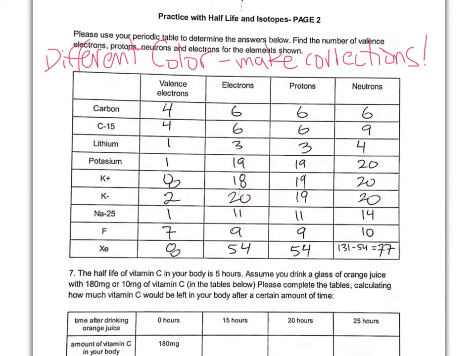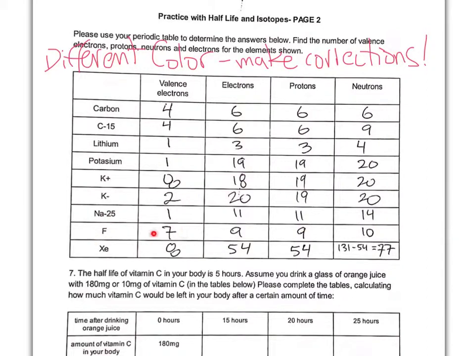And then for the valence electrons, for the K plus, it lost that 1 electron, meaning it now has a full octet, a full shell of valence electrons, like the noble gases. And likewise with K minus, when it gains an electron, it goes from 1 to 2 valence electrons. Next up would be Na25, sodium 25. Notice how the number of protons plus neutrons equals 25. That's the atomic mass of this isotope.